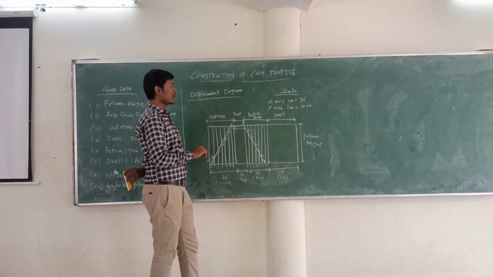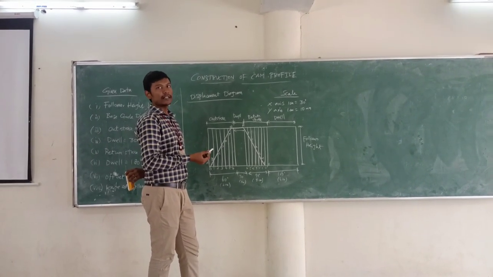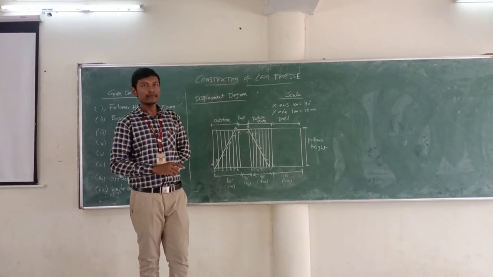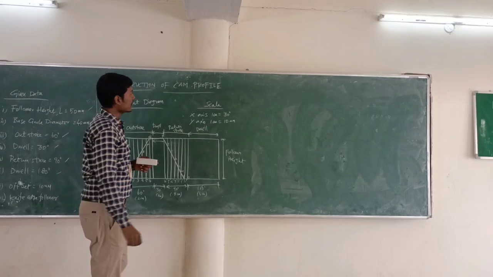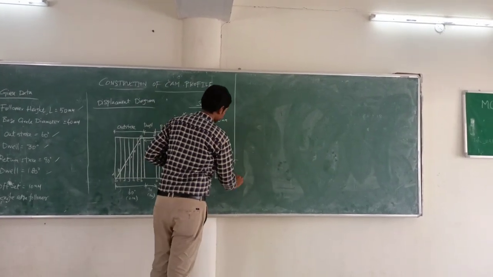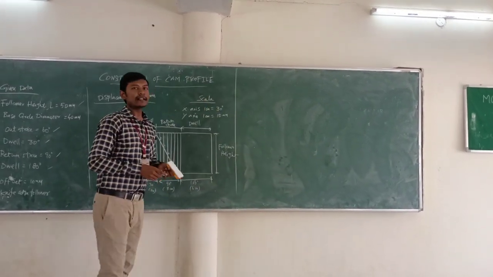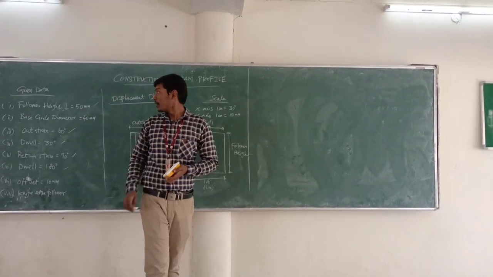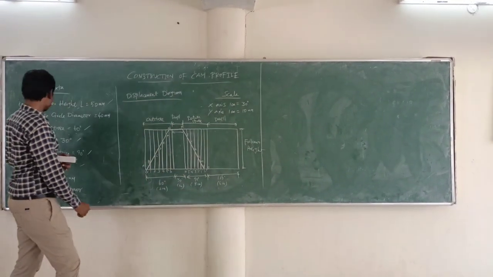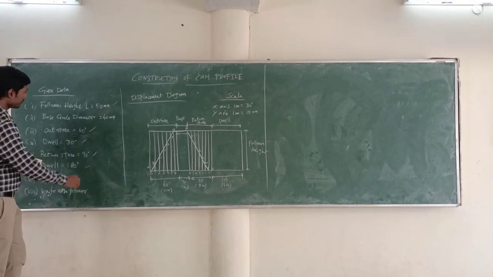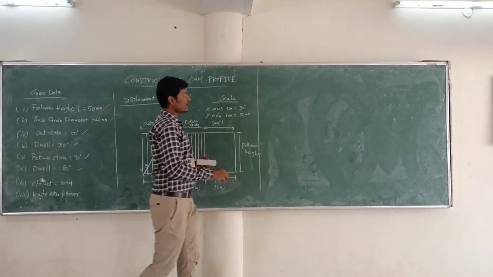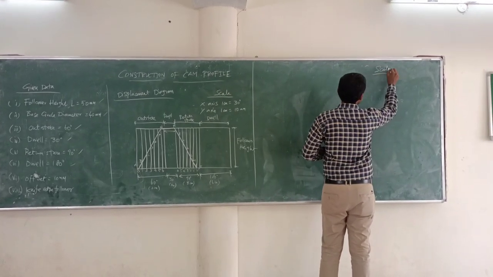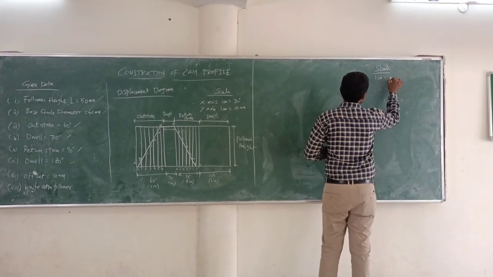So based on this discussion, we are going to convert this data into the required cam profile. To draw a cam profile, we require basic data such as the base circle value. The base circle value of the problem is 40 mm. Before that, we are going to fix the scale: 1 centimeter equals 10 mm.